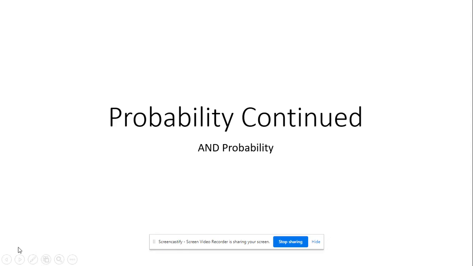Hi, Algebra 2 students. We're going to continue our probability unit. Today, we're going to be focusing on the word "and" and what the word "and" will mean in a probability problem. Remember, yesterday we talked about "or," which told us to add, and "and" is going to be a key word that means to multiply.